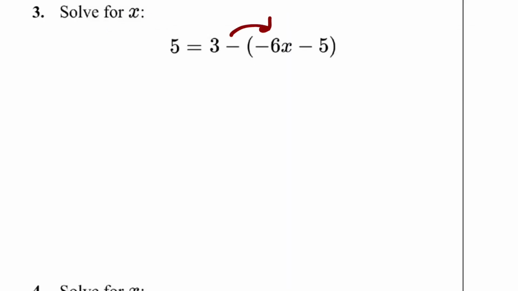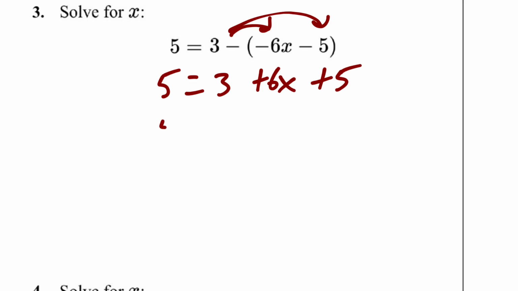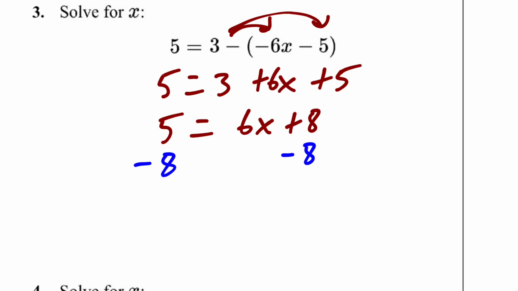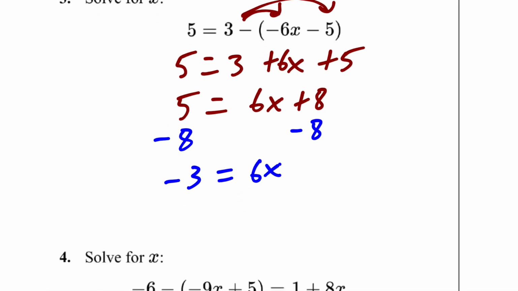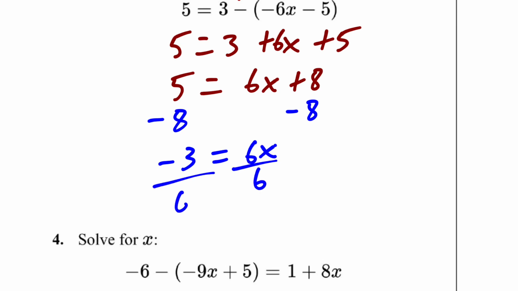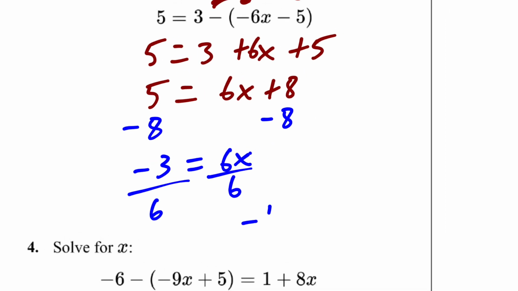One last problem where I only have x on one side. I distribute this negative. I get 5 is equal to 3 plus 6x plus 5. When I combine like terms, I have 6x plus 8, and now I can solve it like a two-step equation. Minus 8 from both sides, I have negative 3 is equal to 6x. When I divide by 6 here, notice what happens. If I press math enter enter, I get negative 1/2 is equal to x.